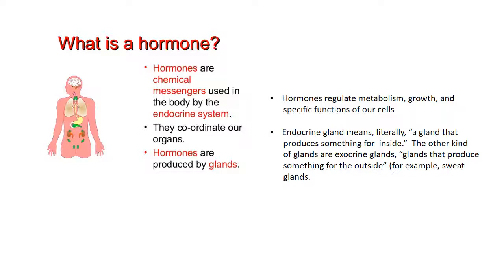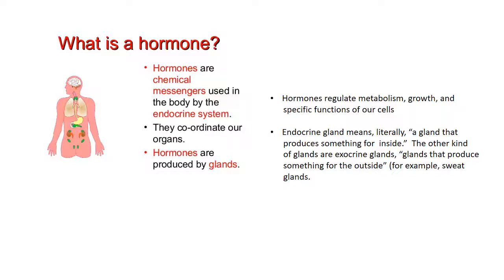Now, endocrine literally means gland that produces something for inside. Endo is a Latin prefix that always implies something inside. There are other glands, organs that consist of cells which also produce and secrete something, but they are not endocrine. These other glands are called exocrine glands, literally glands that produce something for the outside.